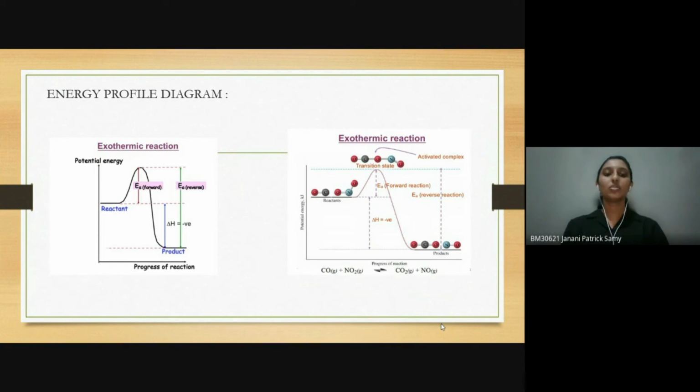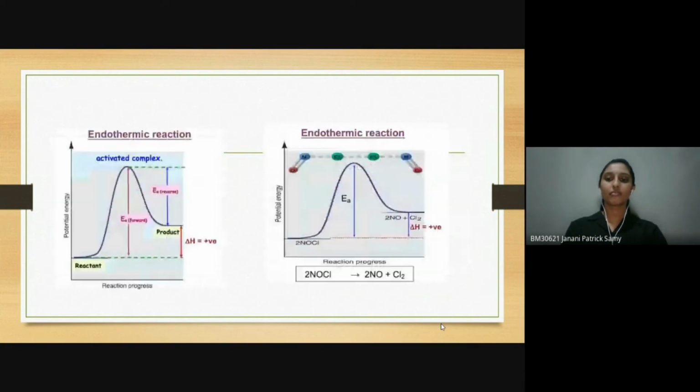So there are two types of reaction, which are exothermic reaction and also endothermic reaction. So this graph shows the exothermic reaction, and the graph on the right shows an example of the exothermic reaction. The second is the endothermic reaction. Here the graph shows the endothermic reaction, and also the graph on the right side is an example of the endothermic reaction.